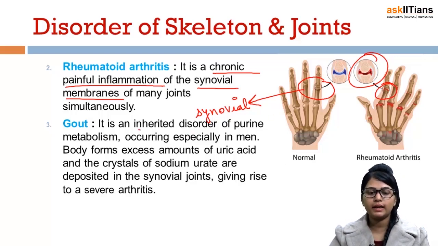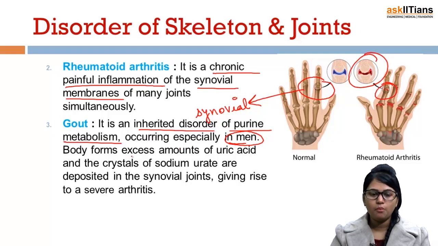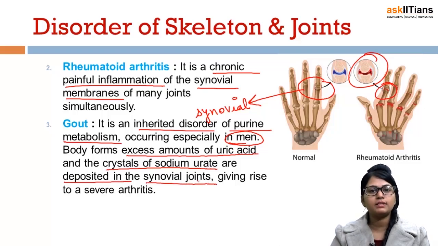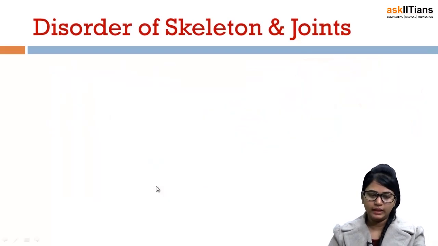It is an inherited disorder of purine metabolism. We inherit it, okay, occurring especially in men. It's found mainly in men. The body forms an excess amount of uric acid. So the uric acid amount is increasing, and due to which crystals of sodium urate are deposited in the synovial joints. So this will give rise to severe arthritis.